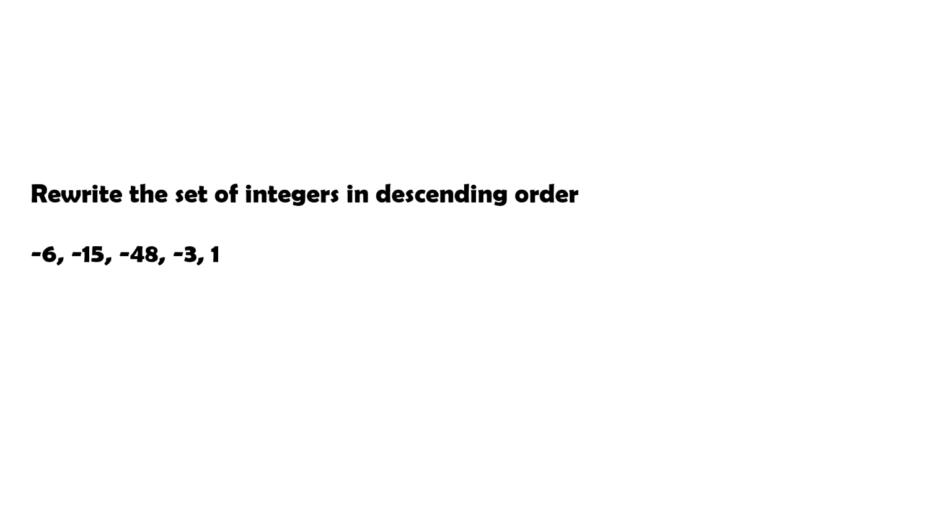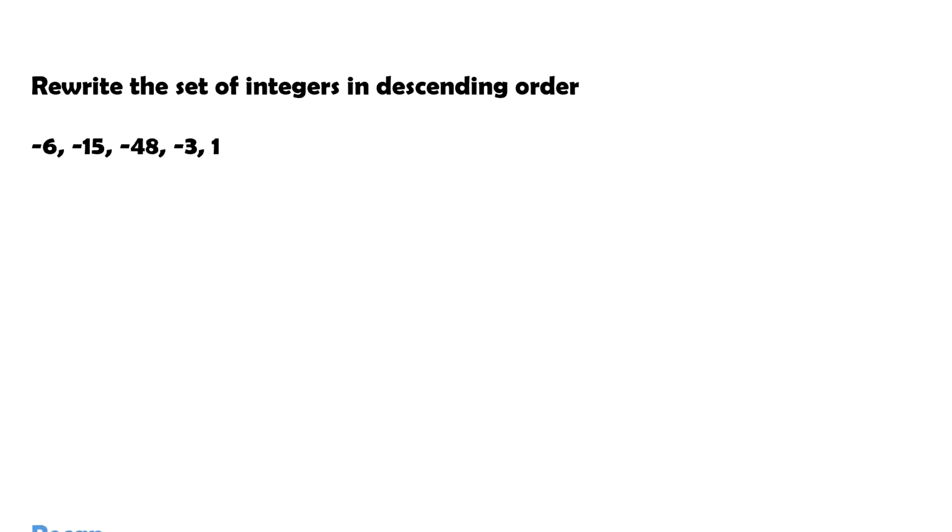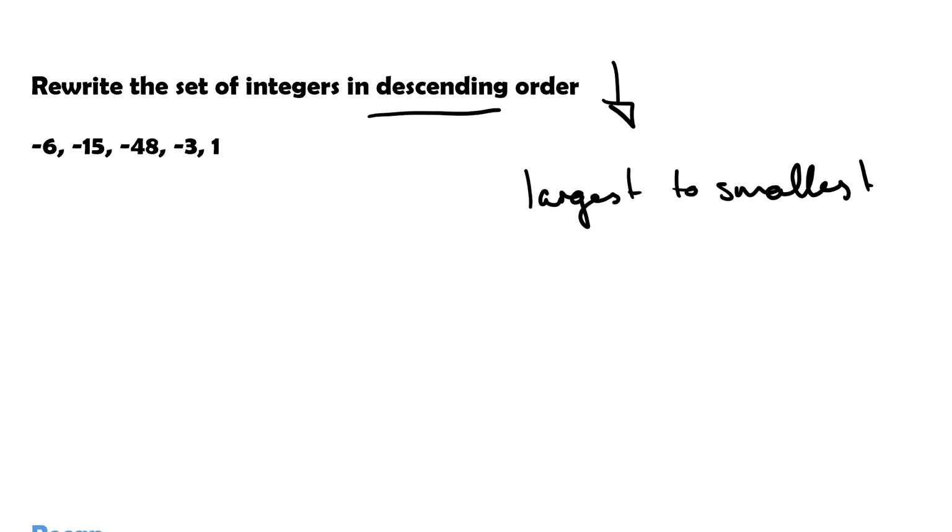If we move down, we need to rewrite this set of integers in descending. Remember, descending is going down, so from largest to smallest. What is the biggest number here? Obviously it's the only one that's positive, so 1. We then go to the next, -3, -6, -15, and -48 is our smallest.